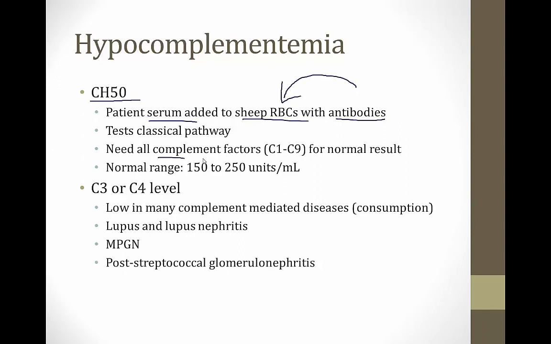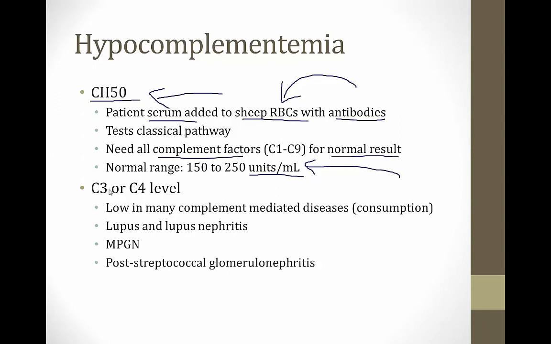You need all of your complement factors C1 to C9 for a normal result. The result is reported in units per milliliter. It's complicated to understand how they get this number, but basically you dilute the patient's serum to see how far you have to dilute it to lyse 50% of the red blood cells. That's why it's called a CH50 test. This is just a qualitative test to tell you yes or no that the complement system is working.